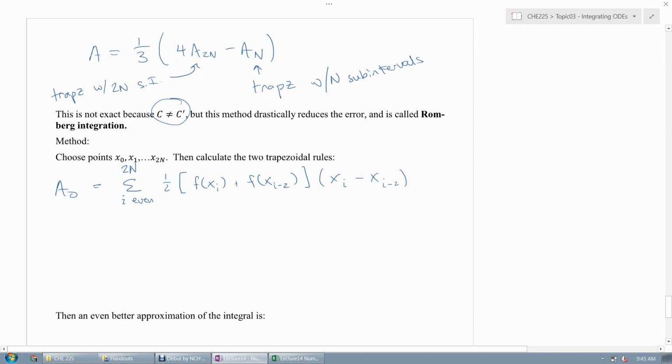Now it's important that you have 2n, which is an even number if n is any integer. So it's important that you have an even number of subintervals here. And then area 1 is equal to the sum from i equals 1 to 2n. Now we're taking every single i, and that's 1/2 times f of x i plus f of x i minus 1, times the interval x i minus x i minus 1.